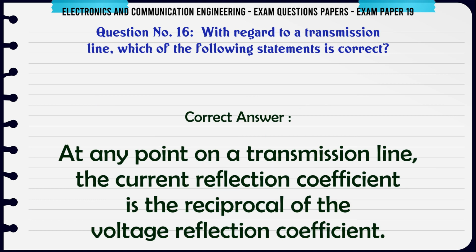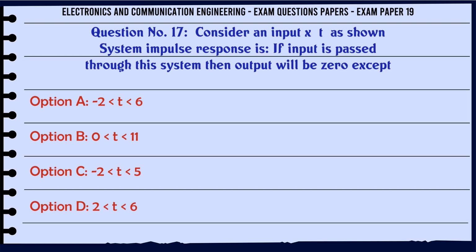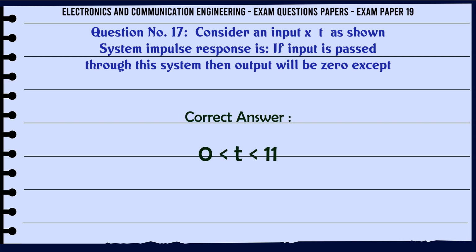Consider an input x(t) as shown. System impulse response is given. If input is passed through this system, then output will be 0 except A. 2<t<6, B. 0<t<11, C. 2<t<5, D. -2<t<6. The correct answer is 0<t<11.